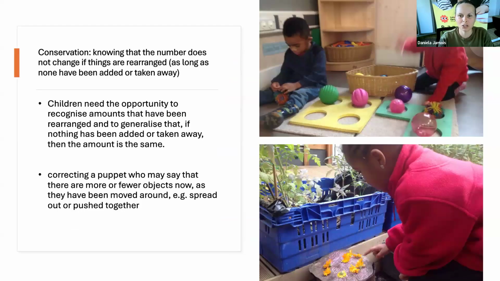So the idea of conservation is what I spoke about earlier, where you have a specific amount. So in this picture, the children have got 6 balls out. Actually, one is being held by one of the children. So he's got 7 out. And they are arranging them in different ways, but noticing that they still have 7. Wherever they put the balls, their amount doesn't change. They just can express it and show it in different ways.